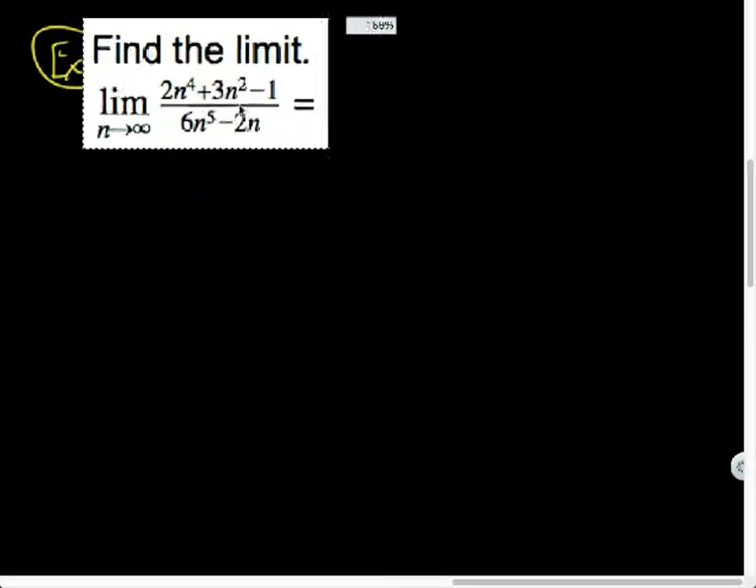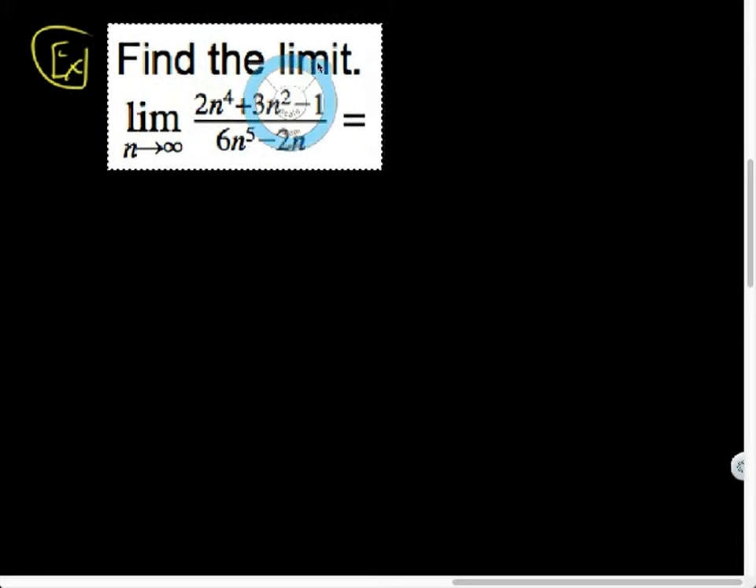Here, let me macro this a little bit more. It's a little blurrier, but that's fine. So the limit as n approaches infinity of 2n to the fourth plus 3n squared minus 1, all over 6n to the fifth minus 2n.